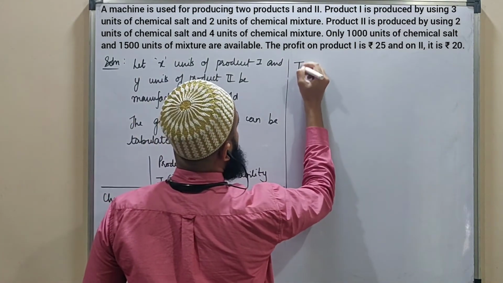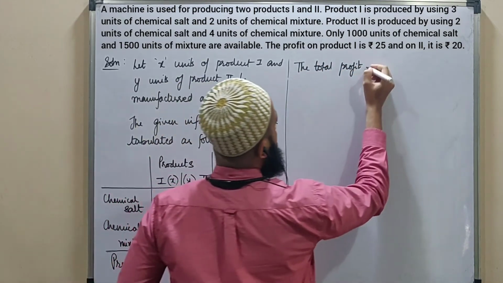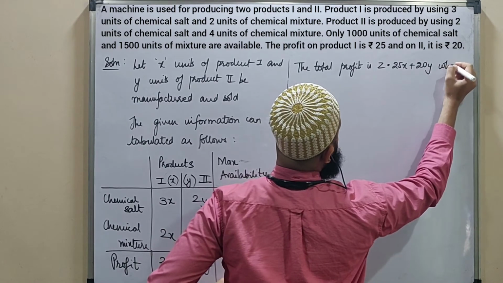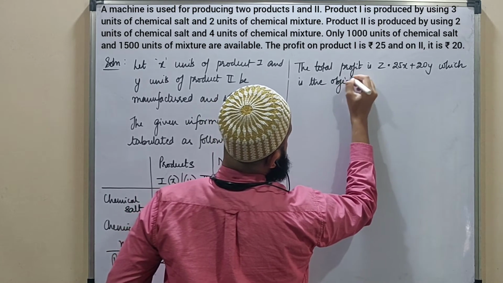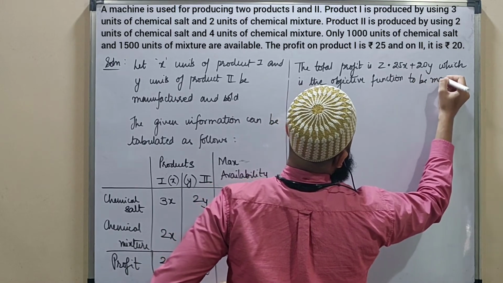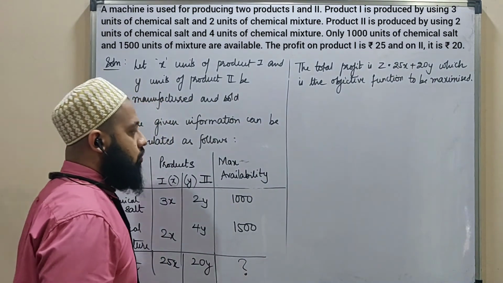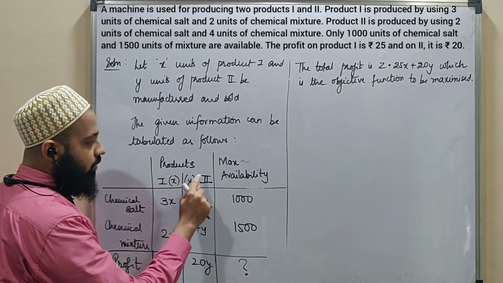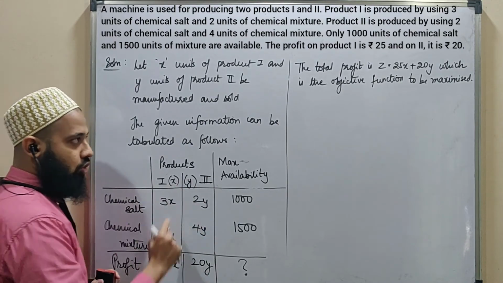Alright, the total profit z is equal to 25x plus 20y, which is the objective function to be maximized. Let's talk about the constraints now. So we'll talk about only one constraint first, that to manufacture x units of 1 and y units of 2, it will require 3x and 2y, that is 3x plus 2y units of chemical salt.